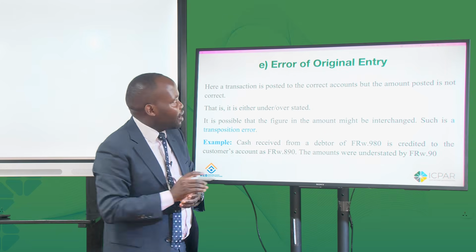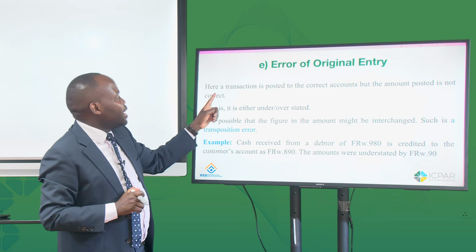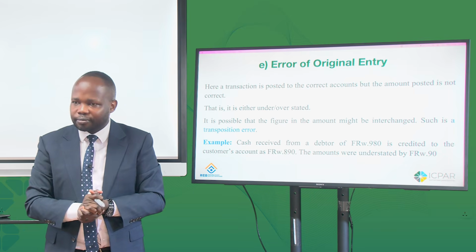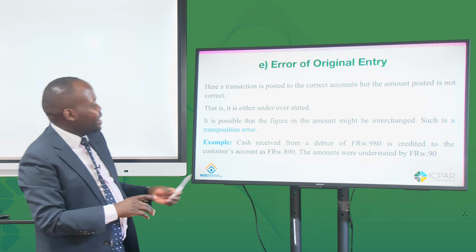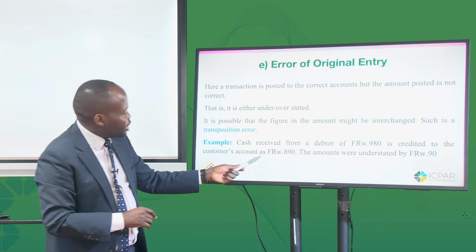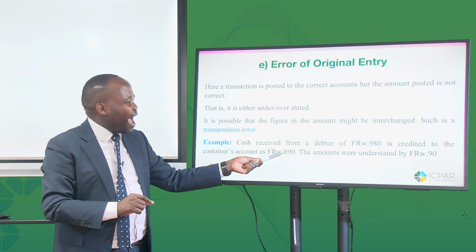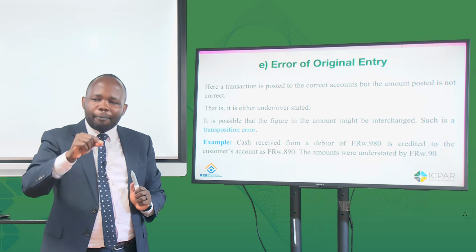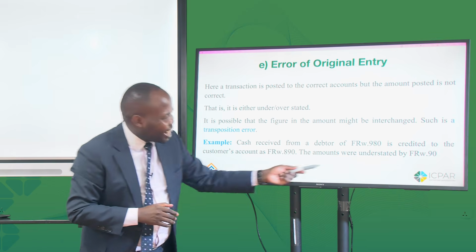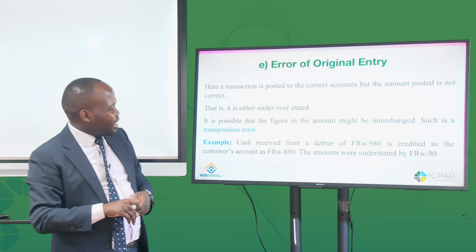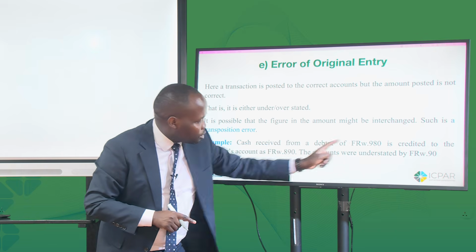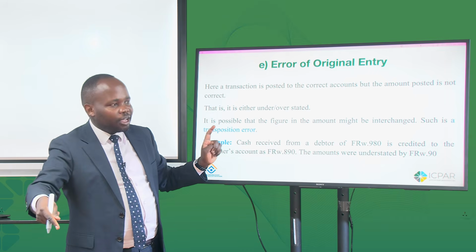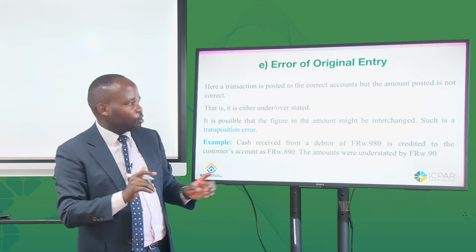The fifth error is error of original entry. Here a transaction is posted to the correct account, but the amount posted is not correct. Maybe you were supposed to post 980, and you posted 890. So you understated your posting by a difference of 90. If you understated, we call it an undercast. But in another case, you recorded more. If you recorded less, you will add when correcting. If you posted more, you will reduce when correcting it.